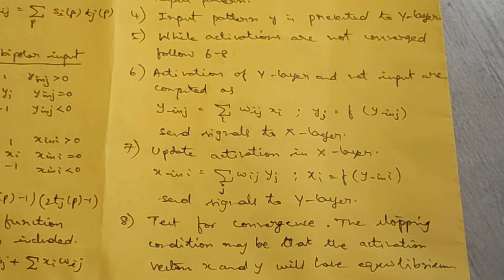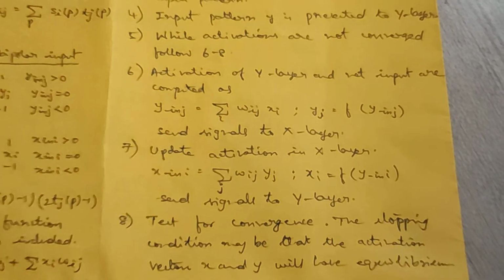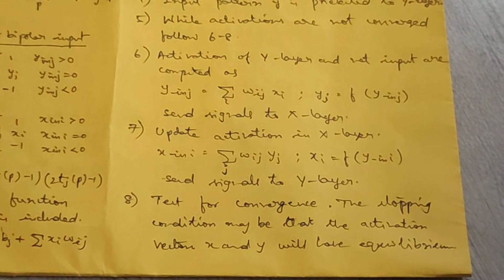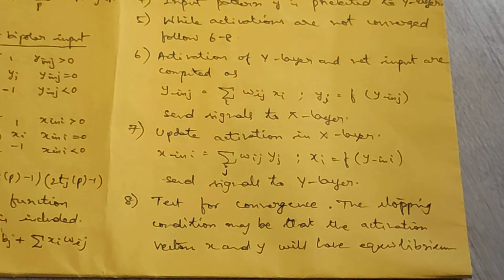Test for convergence. The stopping condition may be that the activation vectors x and y have reached equilibrium, that means those two values should be equal. This is the simple application algorithm of bidirectional associative memory. We can discuss the same thing with an example also. Thank you very much.